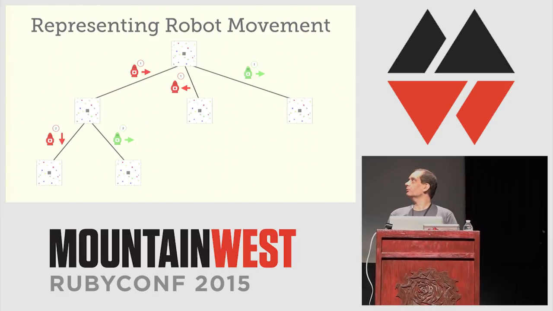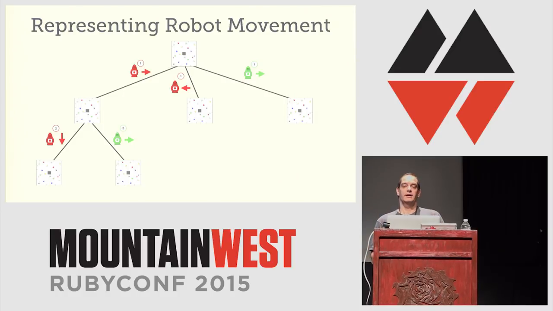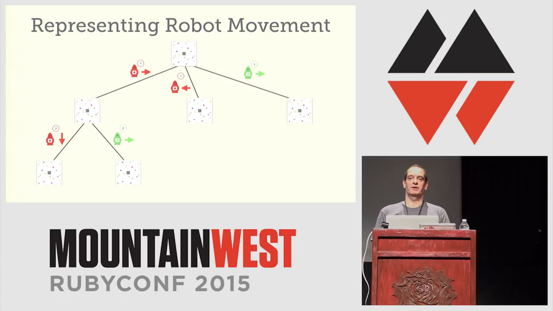Okay, you also have to represent robot movement, and in this case, the board states are the nodes in the tree, and each edge of the tree is the movement of one robot in a certain direction. So the red one moving left or right or whatever. So hopefully you get the idea.